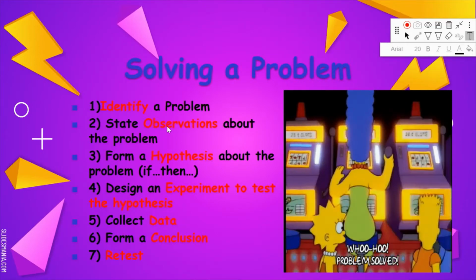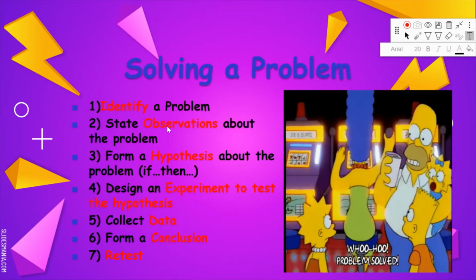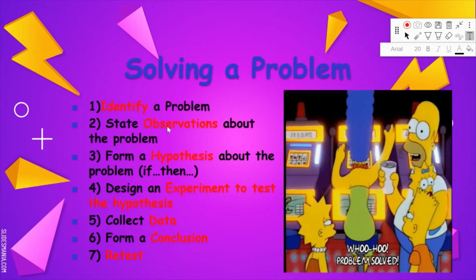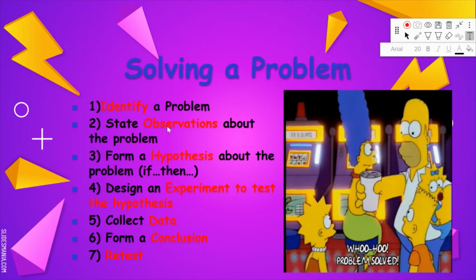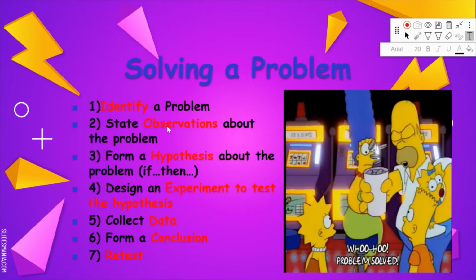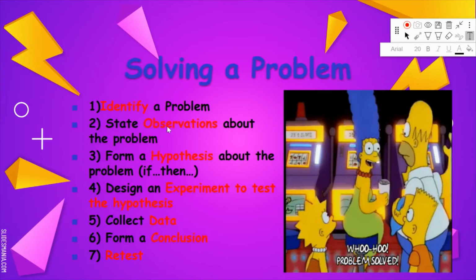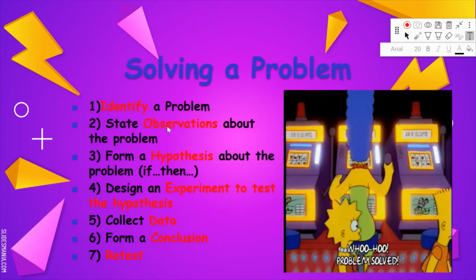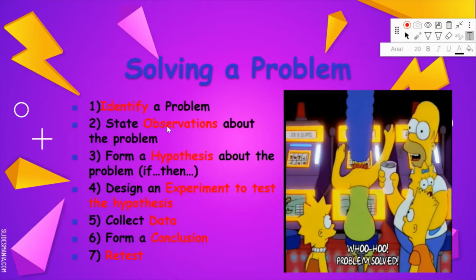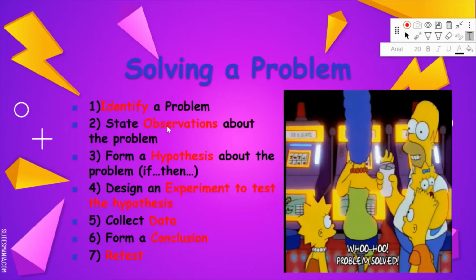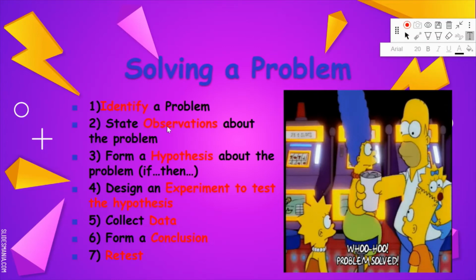Then finally down here, D, draw a conclusion. Usually a key for that one is you'll see something along the lines of the data showed or the experiment showed. This is showing you that it already passed. It happened already. You already collected all the data, so the only thing left is to draw a conclusion. So don't get confused and think that because it says experiment there, it's C, test the hypothesis with an experiment. If it says that the experiment showed or the data showed, that means that step already passed.